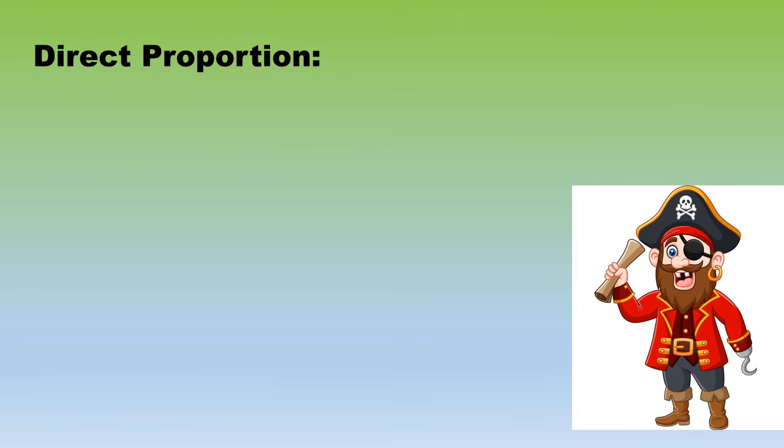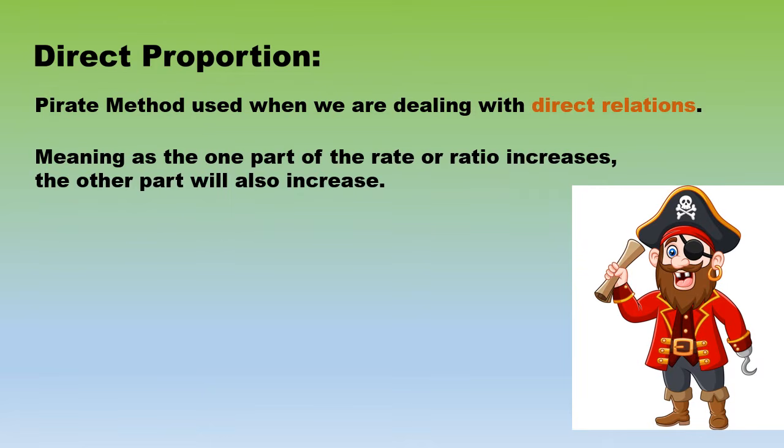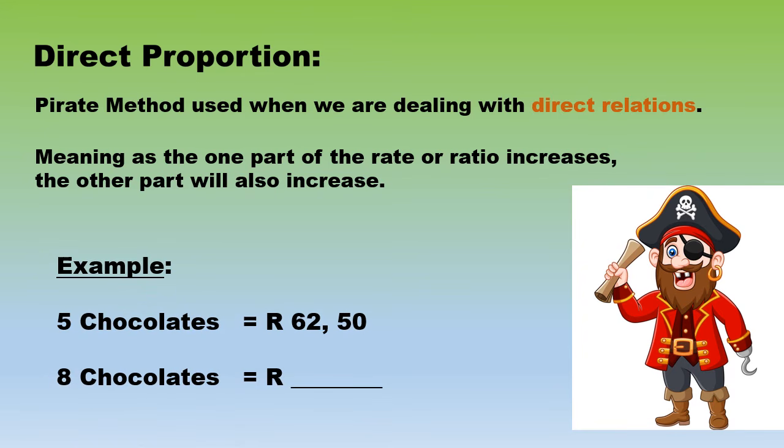With the direct proportion, we use the pirate method. The pirate method is used when we are dealing with a direct relation. What does that mean? That means as the one part of the rate increases, the other part also increases. For example, if 5 chocolates cost you 62 Rand 50, but now we've got more chocolates, are you expecting the price to go up or down? Up. Yes, because the more chocolates you buy, the more it's going to cost you.